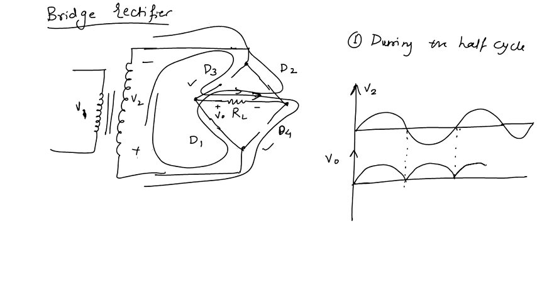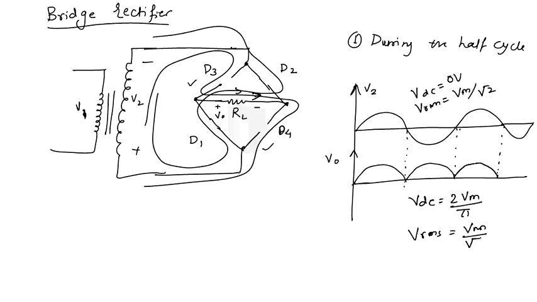So we are getting this kind of output. For this, the input is a full sinusoidal voltage, for which VDC equals 0 volt and the RMS value is Vm by root 2. The output waveform is obtained for both the half cycles, and for this the DC value is VDC equal to twice Vm upon pi, and the RMS value is Vm by root 2.